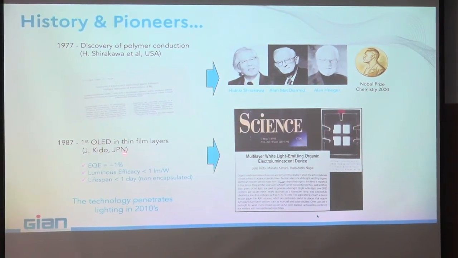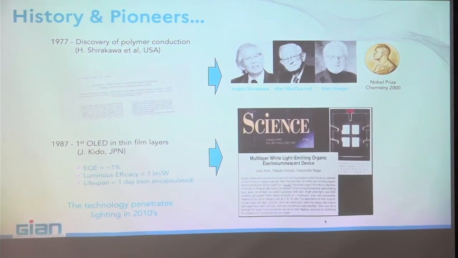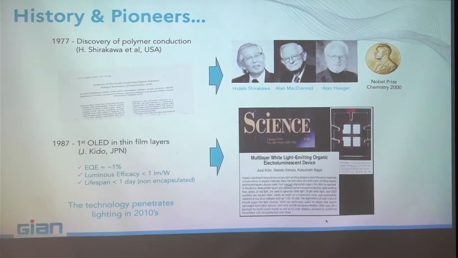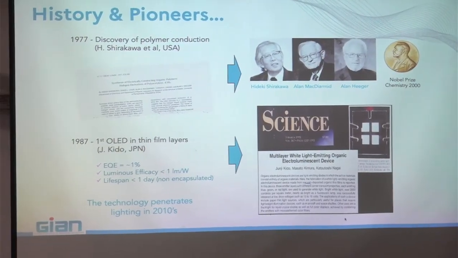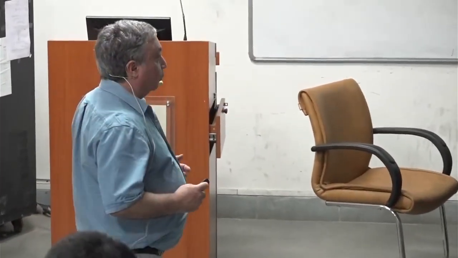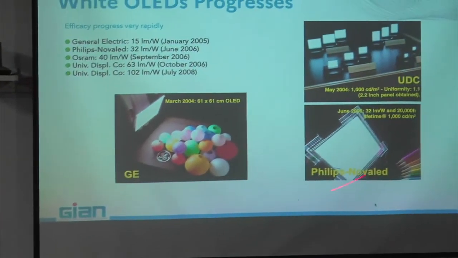And you can see here, 10 years later we had the first organic LED in thin layer films by the Japanese Kido, and today we are about to have the technology penetrating the lighting market. If you take your mobile phones, top level mobile phones, the screen is no more a passive screen, but an organic LED. We know how to produce screens with organic LEDs. It's a little bit more complicated to produce wide organic LEDs, but we are working on it.